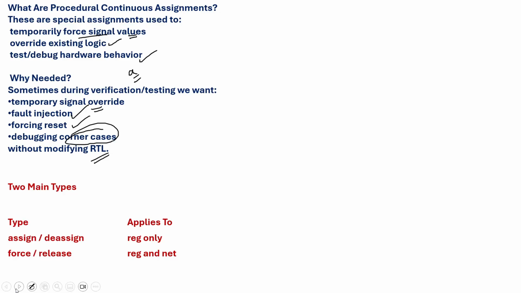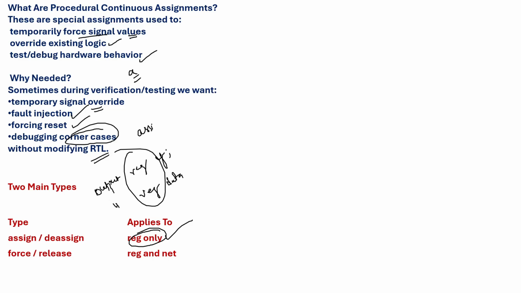So what are the main types? Assign and deassign. Assign and deassign are for register purposes only. That means wherever you are utilizing register variables, in the output range you are assigning some y, or in the output range you are assigning some data. For this only, assign and deassign we will be using.